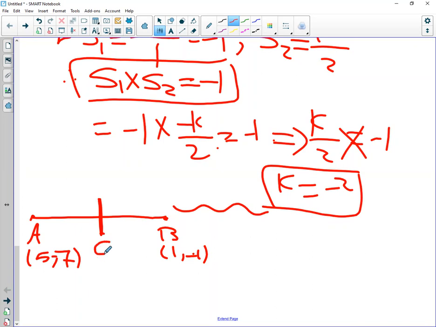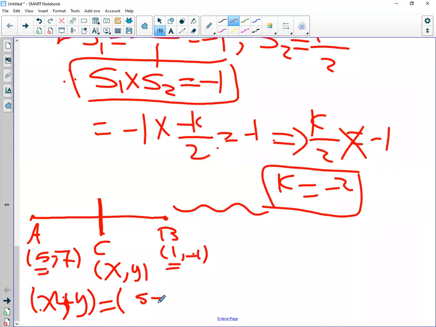Okay, call it for example C, and C equal (x, y). Then the midpoint equal what? Equal 5 plus 1 divided by 2, and 7 minus, this is negative 1. Sorry, point B is 1 and negative 1. This is negative 1. Okay, 7 minus what?